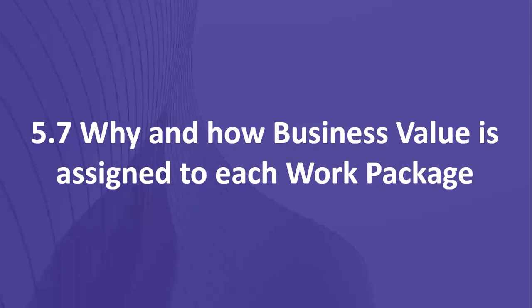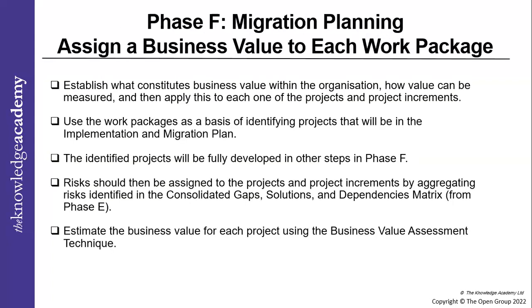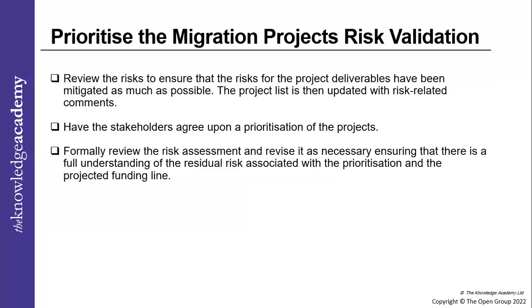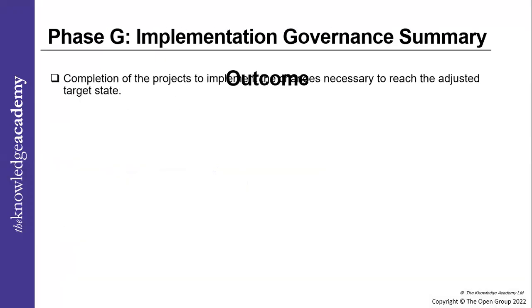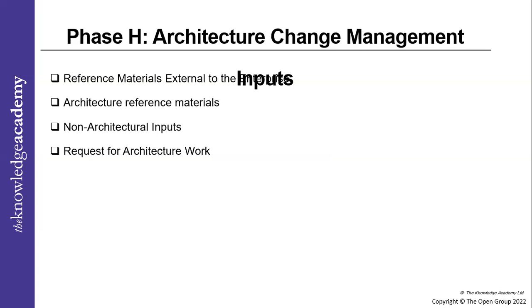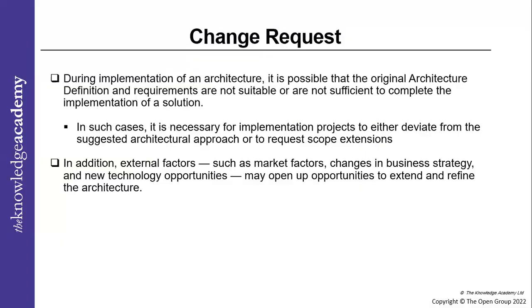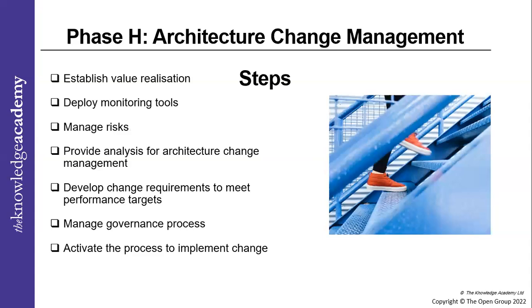Business value to each work package, that's also we discussed. Every work package, business value, migration, and phase G, all that we covered. Everything we covered in this, all the phases. Now, input triggering change request, change management. We already discussed actually. So change management, then change request. You know what change request? Take all.